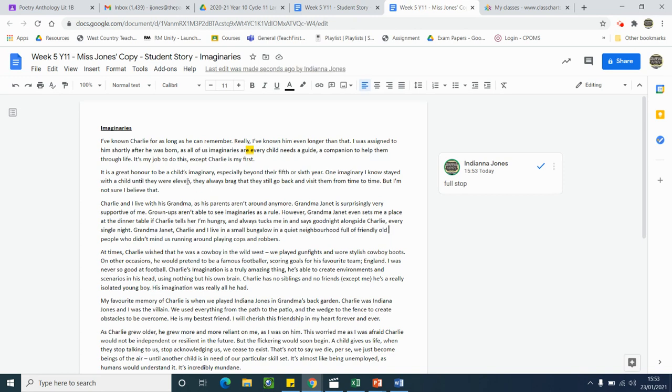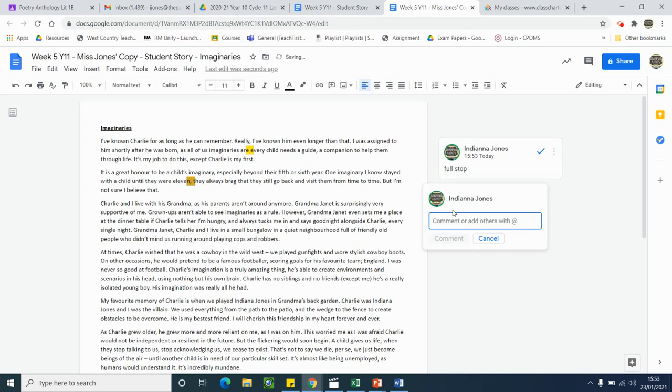So this is a comma splice. Okay, that's a new subject, they, and a new verb, brag. So that should be a full stop or a semicolon or a dash, but it should not be a comma. So I'm just going to write comma splice there.